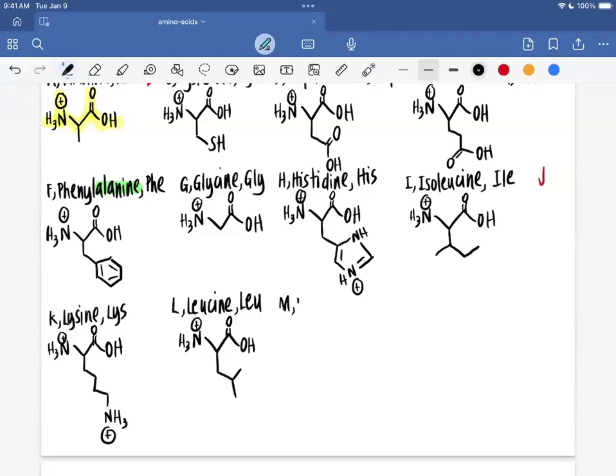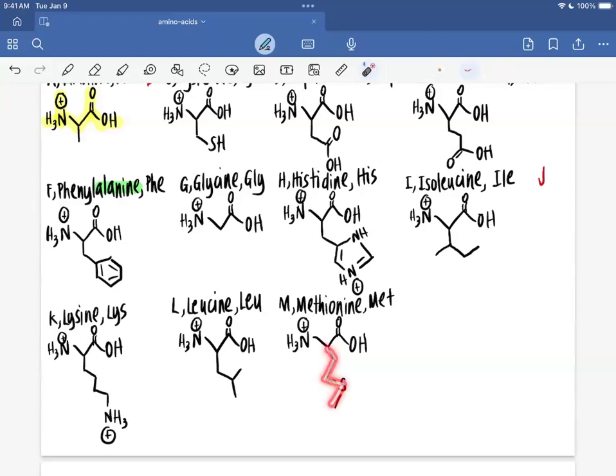M is for methionine, the second sulfur-containing side chain, and has three-letter code MET. So we are reproducing our backbone, and we have our beta carbon, gamma carbon. This is followed by the sulfur and has a final methyl group. So loosely, this looks like a capital M on the side chain.